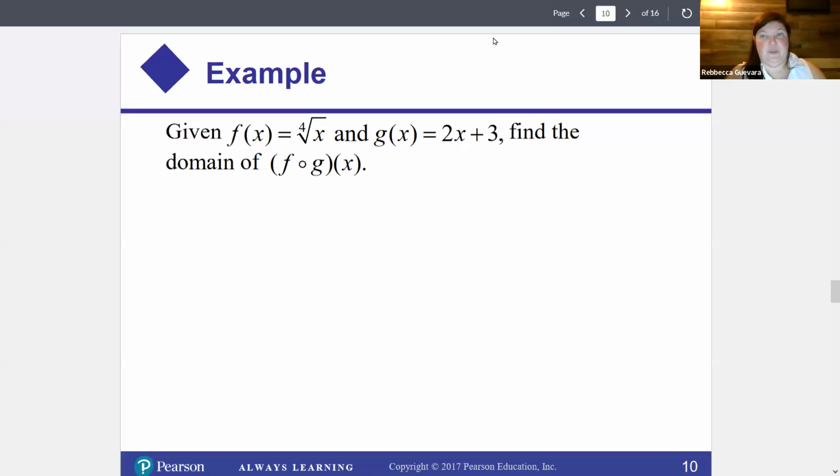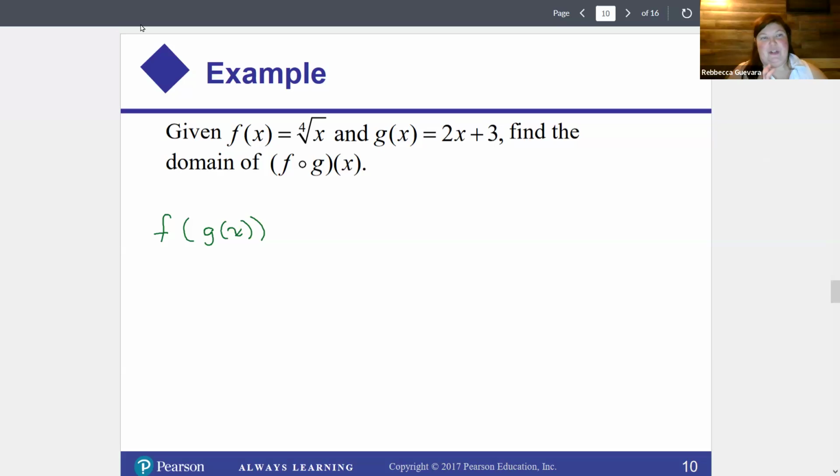All right, so when we talk about domain, doing this kind of composition here where G has to be inside of F, what we know is that we need to make sure that everything that is in the domain of G, that all its outputs make something that is in the domain of F. So the way we're going to do that is we're just going to actually do the composition.